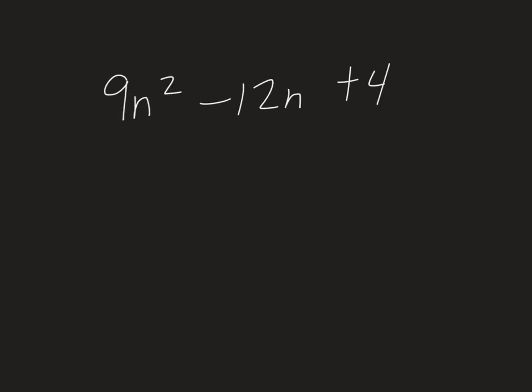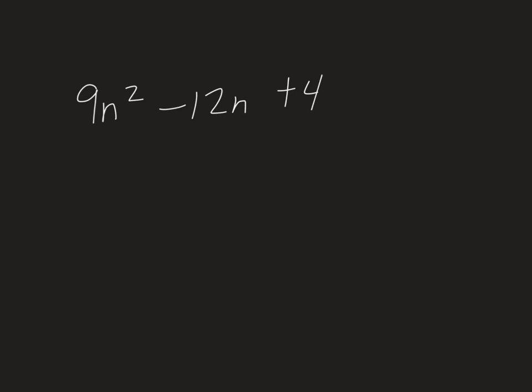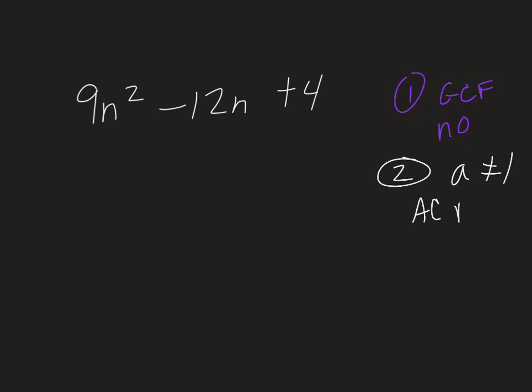Okay, example number 2, it's going to work exactly the same way. My very first step is always to look for a GCF. In this case, I don't have a greatest common factor. There isn't anything that can be factored out of all 3 of those terms. So in this case, I don't have a GCF. So now, because A is not equal to 1, we're going to have to use the AC method.